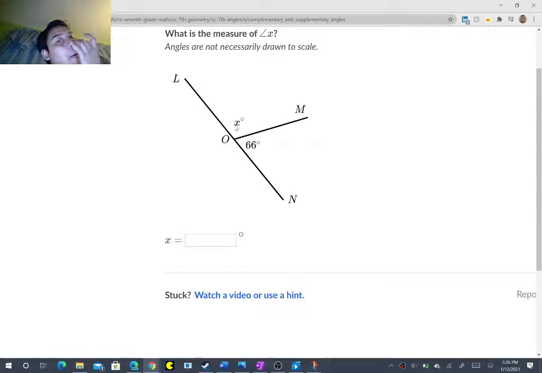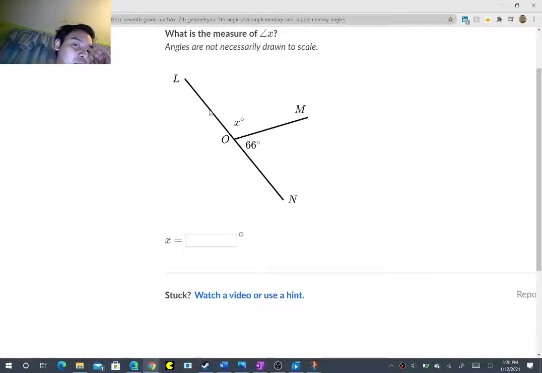Okay, this one, we have a straight line LON. It's a straight line, it's 180 degrees. And we have line segment OM, which basically bisects, I think that's the term for it. Basically, it forms a perpendicular line segment, or a perpendicular bisector.